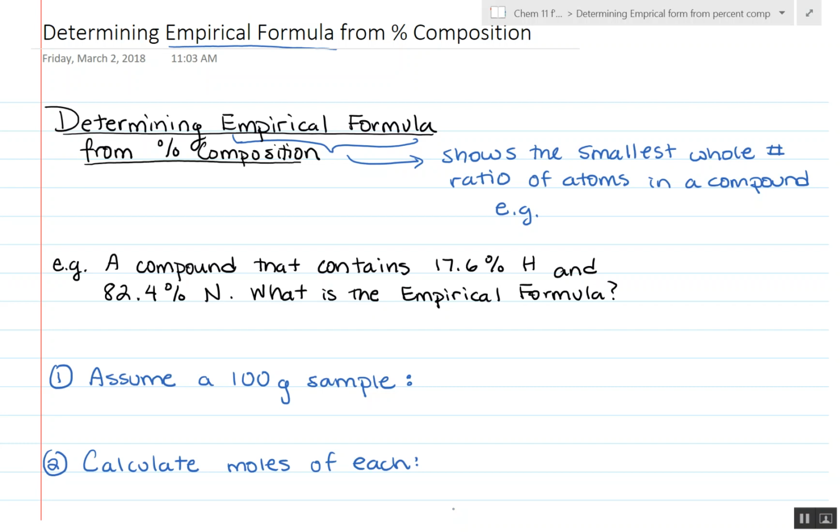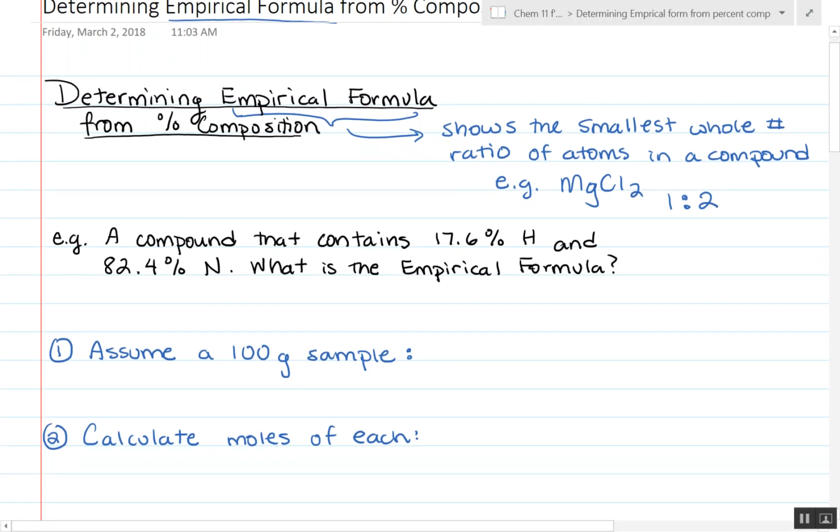So my next video here is on determining empirical formula from percent composition. So you're probably wondering what empirical formula is. The empirical formula shows the smallest whole number ratio of atoms in a compound. So for example, if we looked at something like magnesium chloride, MgCl2, we can write the ratio of magnesium to chloride ions as 1 magnesium to 2 chlorides.